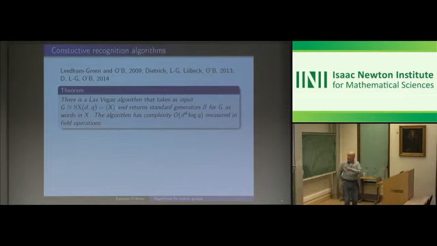It says there's a Las Vegas algorithm, which takes as input the group G with some generating set, and it returns standard generators S for G as words in X. And with due apology to Gerhard, because this is where the confusion, I think, is partly from about X versus Y. Here I'm thinking of the group as given to me with X, and I want to return standard generators as words in X. Nice thing is the algorithm's complexity is O(D to the 4th).